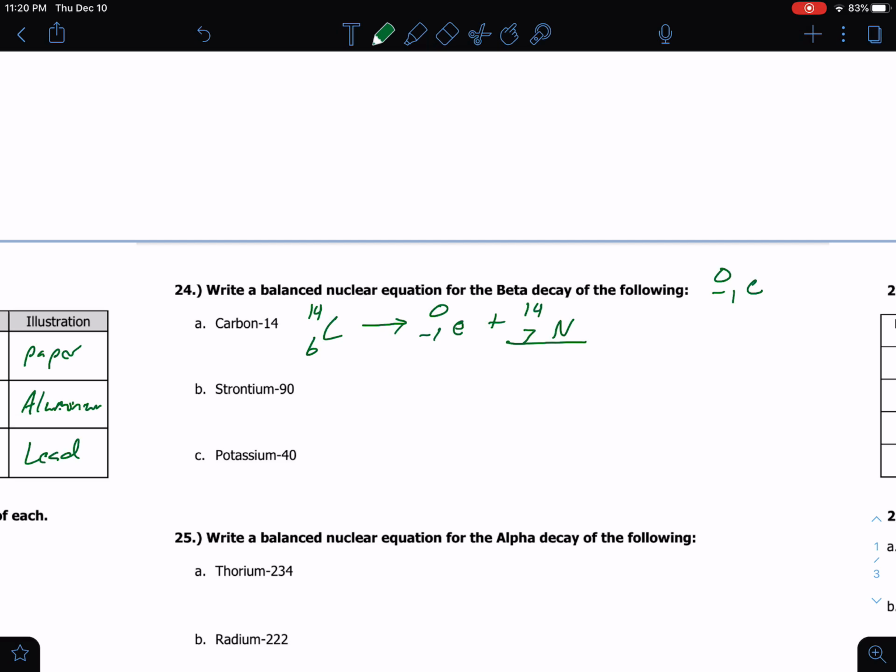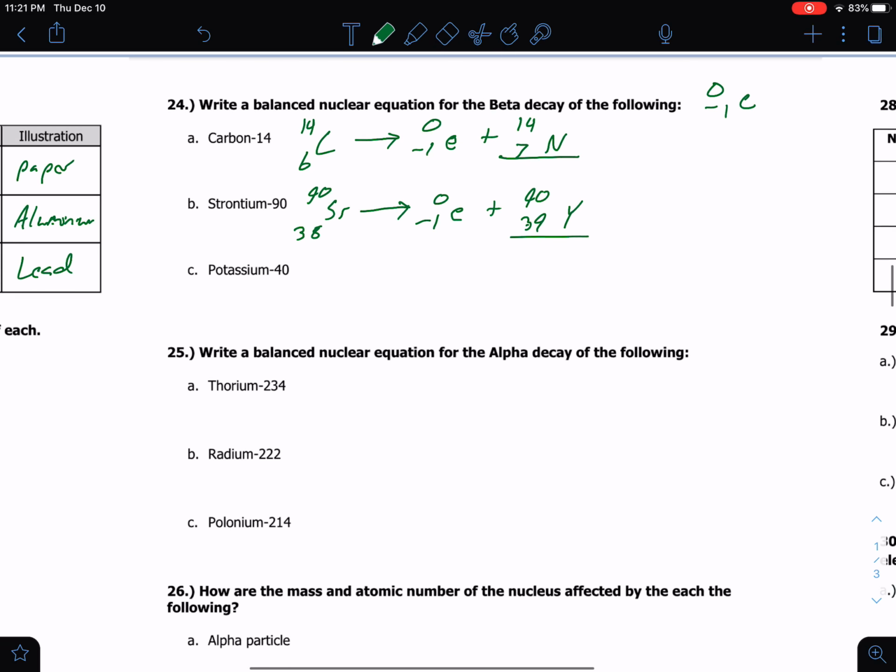Okay, let's do the next one. I have strontium-90. So strontium is Sr. I'm going to put 90 on top, and strontium on the periodic table is going to be 38. This is going to be the same thing, so we're going to do a 0, -1e. So what minus 1 equals 38? So this is going to be 39. My mass number didn't change, so I'm going to keep 90 on top. And then this is going to be yttrium.